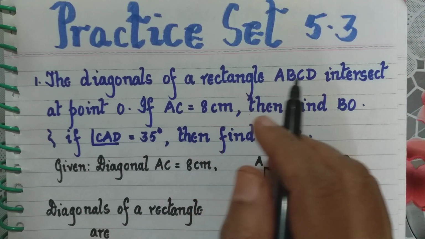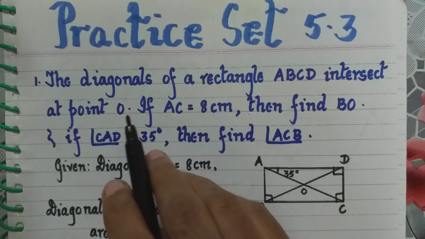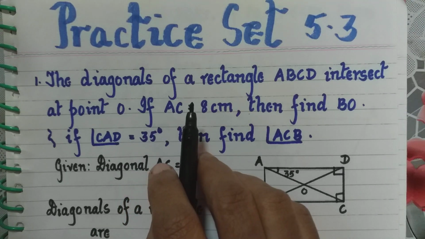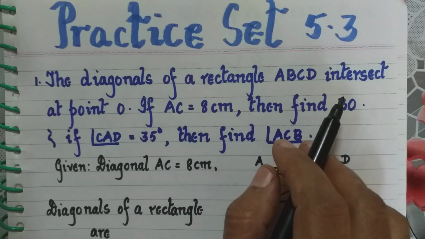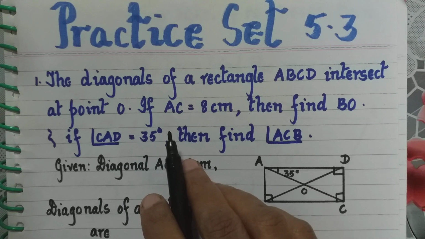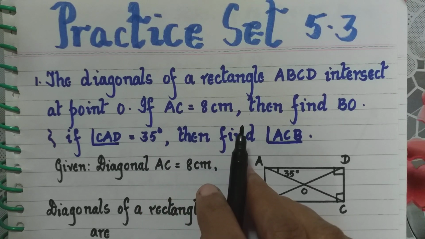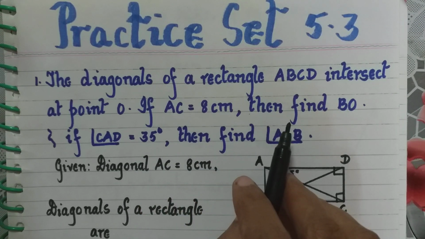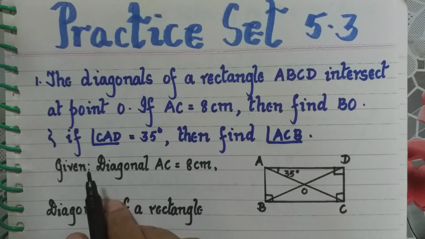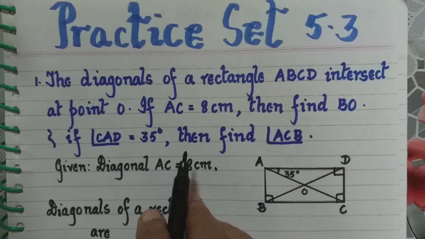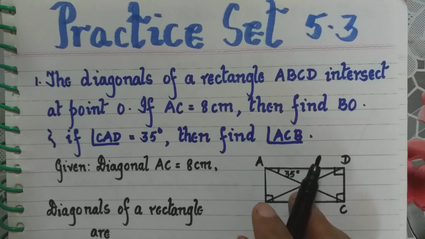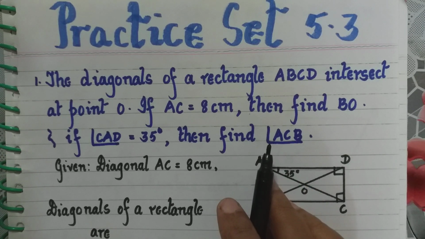We begin with practice set 5.3. The first question: the diagonals of a rectangle ABCD intersect at point O. If AC is 8 cm, then find BO, and if angle CAD is 35 degrees, then find angle ACB.